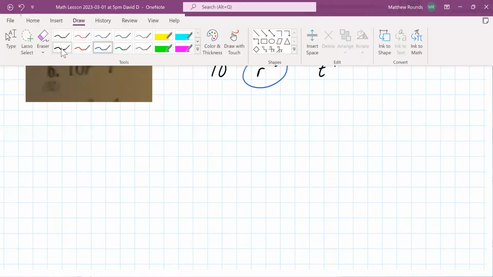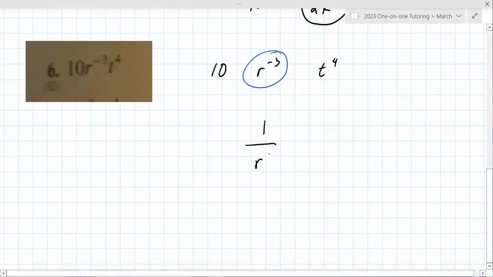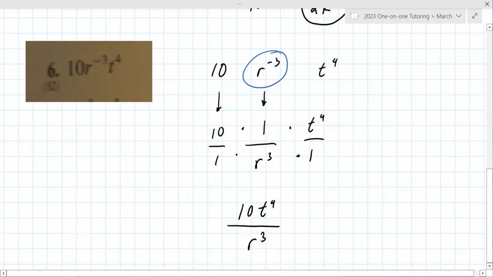So that gets rewritten as 1 over R cubed. You can think of 10 as 10 over 1, and t to the 4th is t to the 4th over 1. So you end up multiplying the tops, 10t to the 4th, multiplying the bottoms, R to the power of 3.